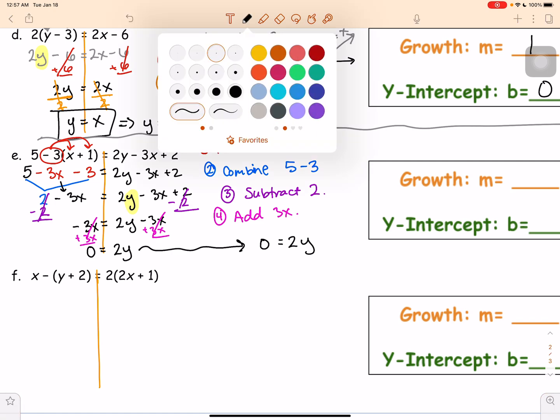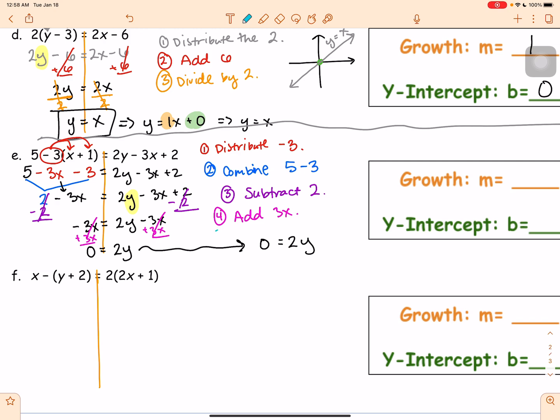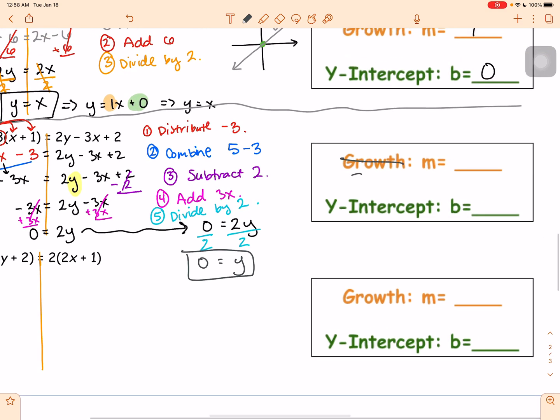So our next step is to divide by 2. So if you divide both sides by 2, 0 divided by 2 is just 0. And this is your equation. It has a growth or a slope of 0. So that means it'll be a flat line like that. And the y-intercept is 0.